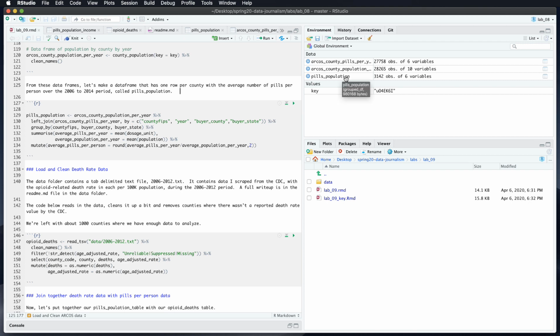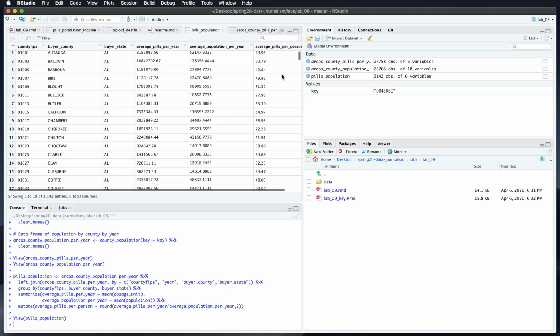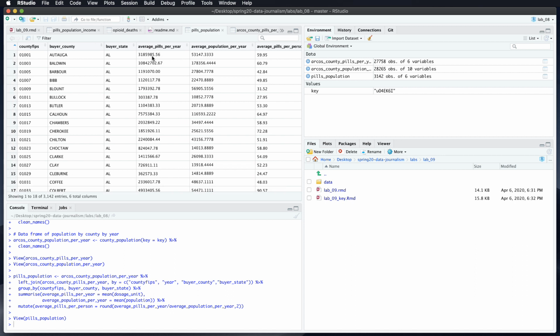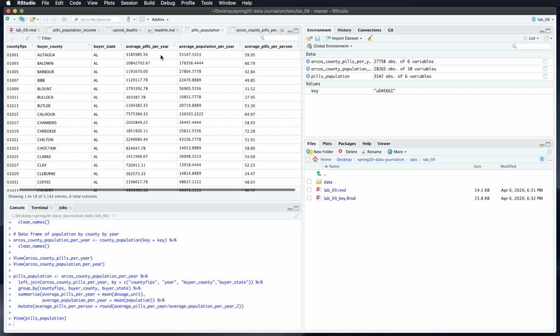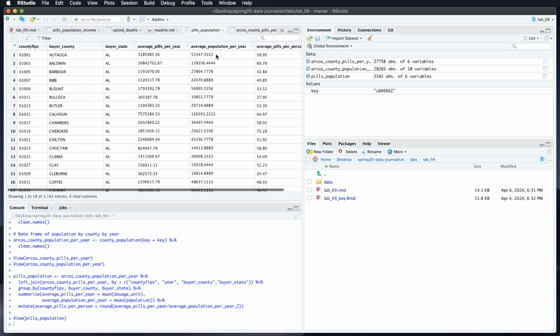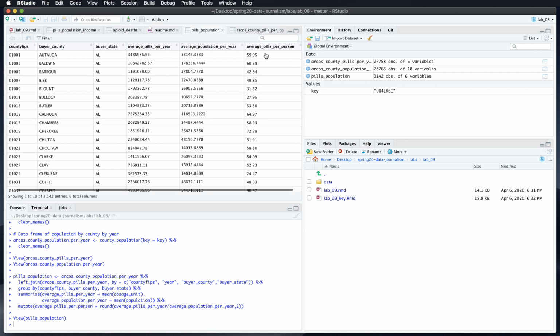So here's this new table called pills population, and it has one record per county with the average number of pills sent per year to that county over the 2006 to 2014 period. So one value with an average per year, one value with the average population each year, and then it takes these two columns and uses that to compute the average pills per person for that county.